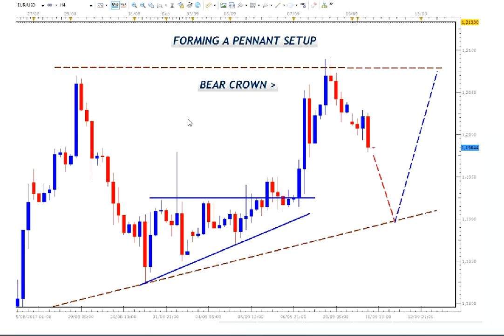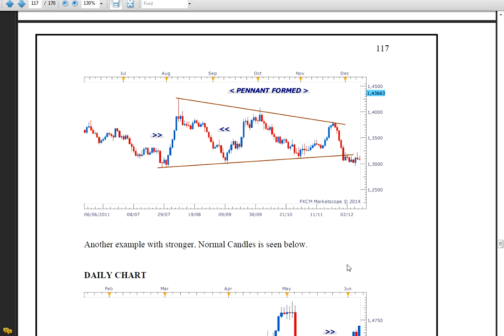Now, why is it that I projected that the market was going to be forming this pennant setup? Well, what you'll find is that the currency market provides certain bullish and bearish waves that tell us that the market is going to be forming a consolidation setup.